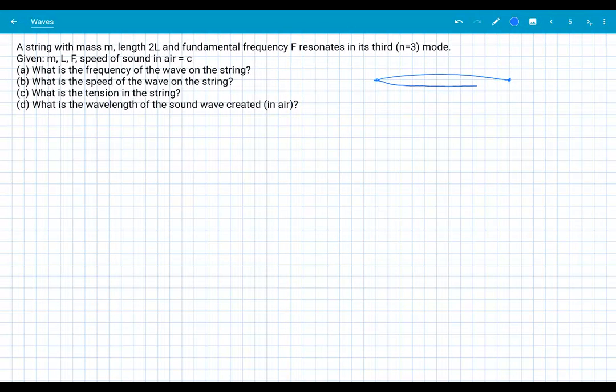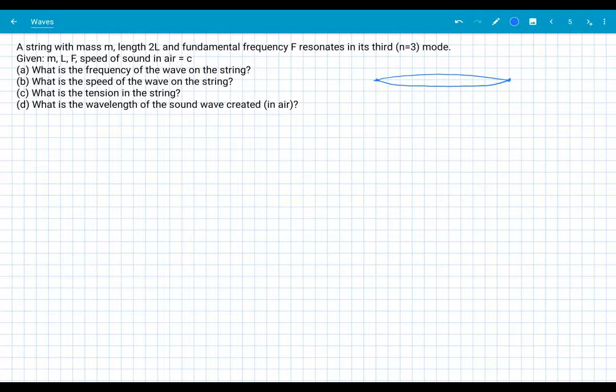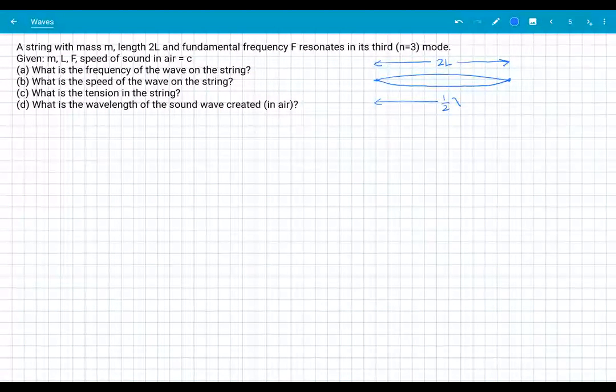So I'm going to start. It's easy to get distracted by knowing that it's in its third mode, but I'm actually just going to start by pausing and looking at the fundamental mode here. Now, what do I know? I know the string has some length 2L. Really important that I draw that out too. And then I'm also going to label on here, just as a reminder for me and for you, that this is 1/2 of the fundamental wavelength. That's 1/2 of a wavelength.